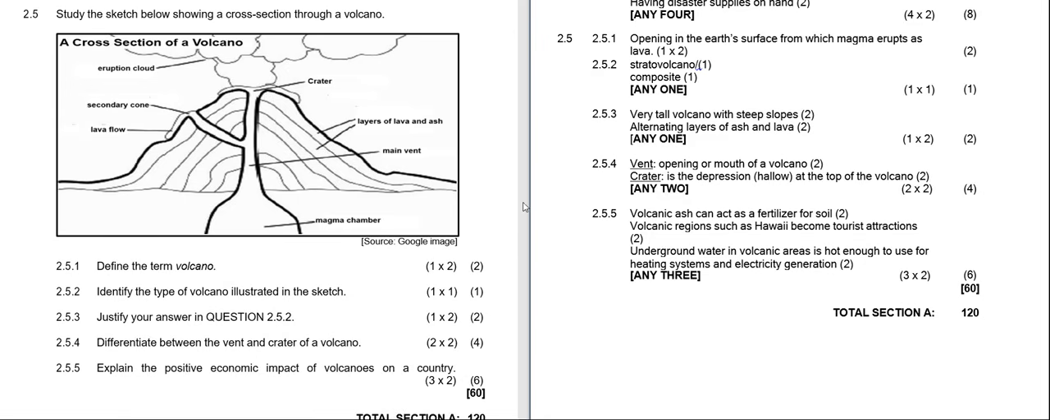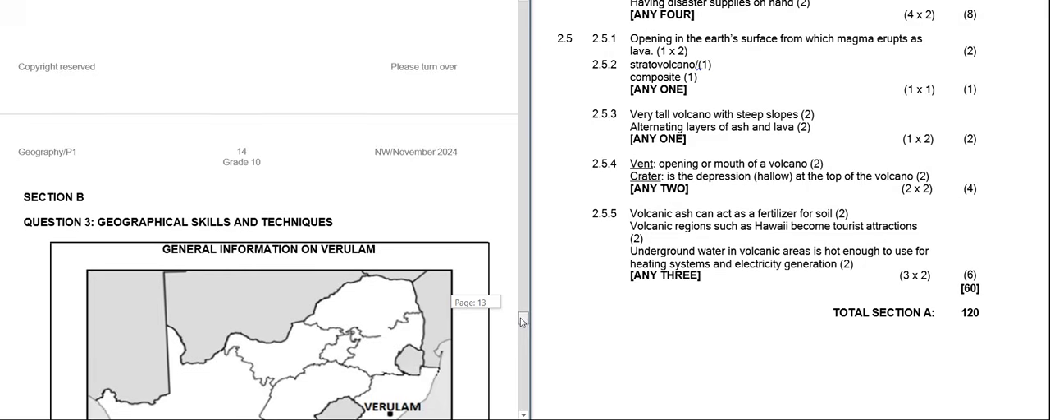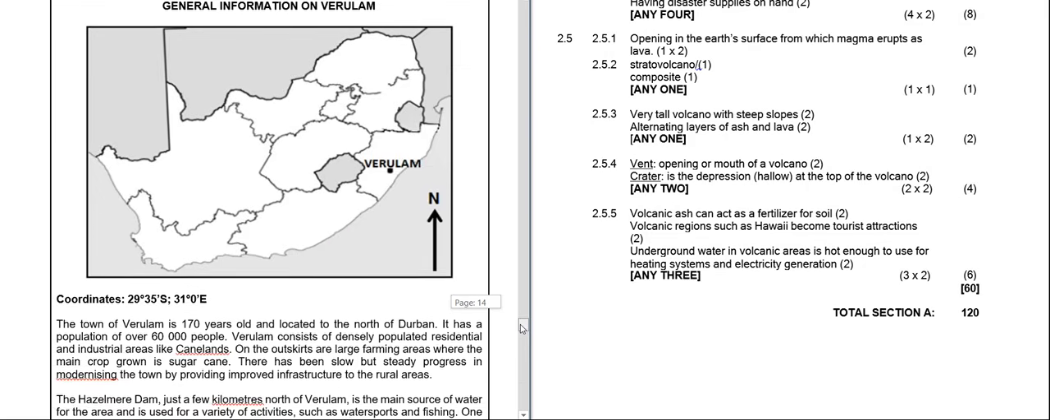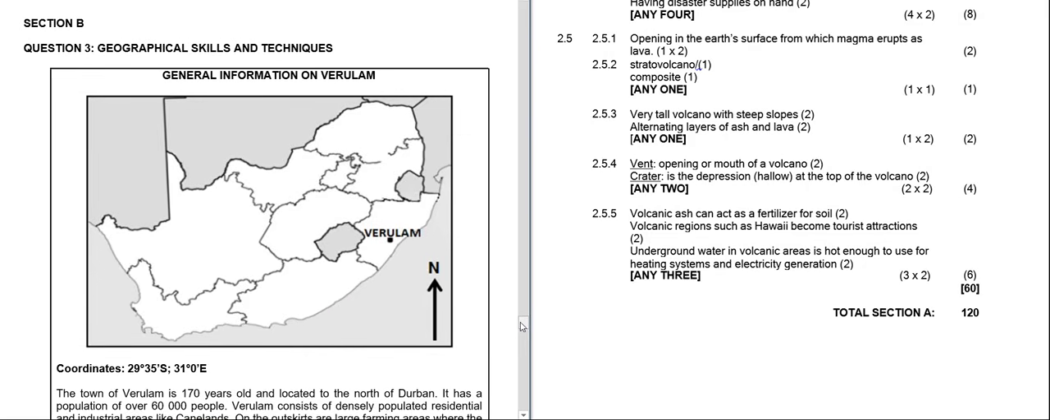So this is the end of our section A. So going to section B, we have a question on geographical skills and techniques. Of course, you've got information that you need to go through before you answer the question.